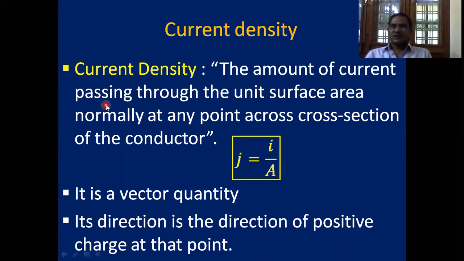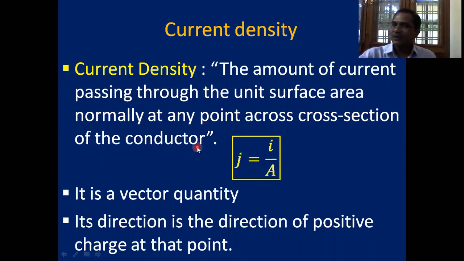Before the actual discussion of equation of continuity, let us discuss some important basic terminology regarding this. What is current density? Current density is nothing but the amount of current passing through the unit surface area normally at any point across the cross section of the conductor.